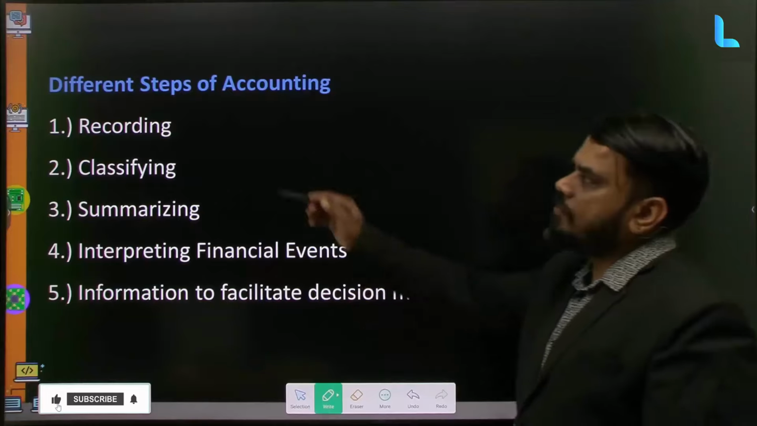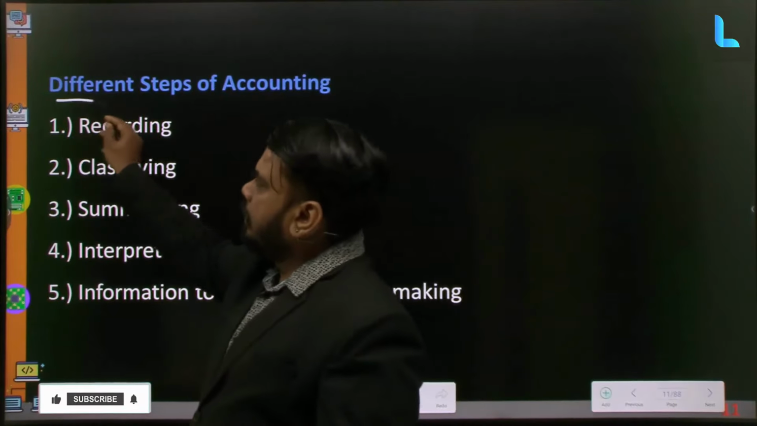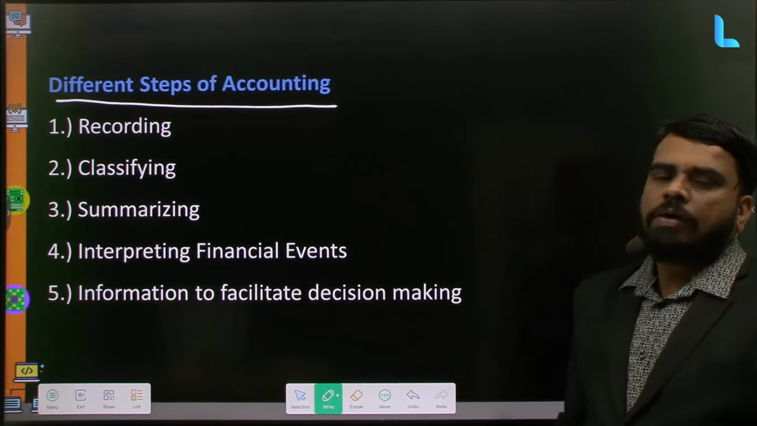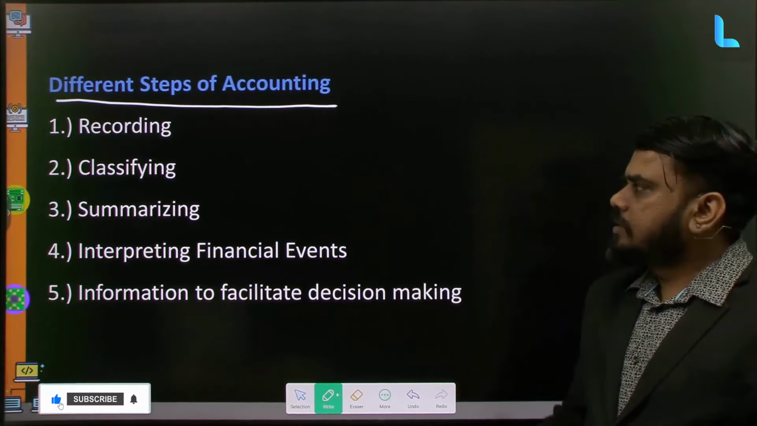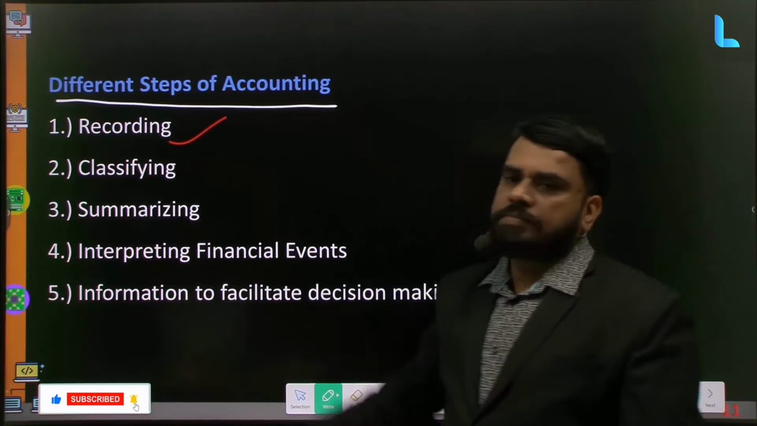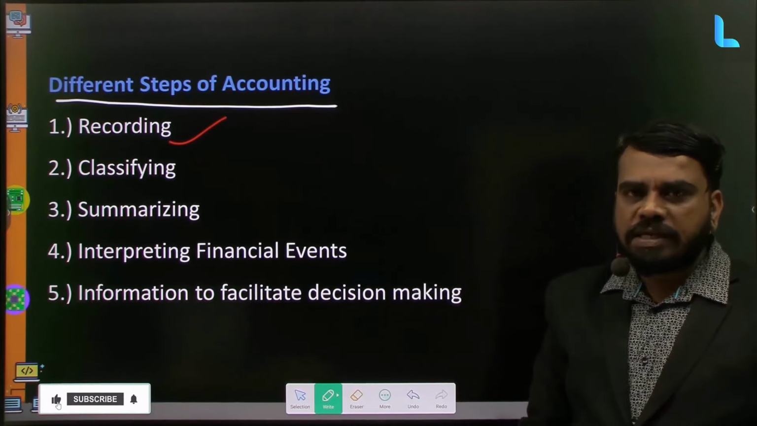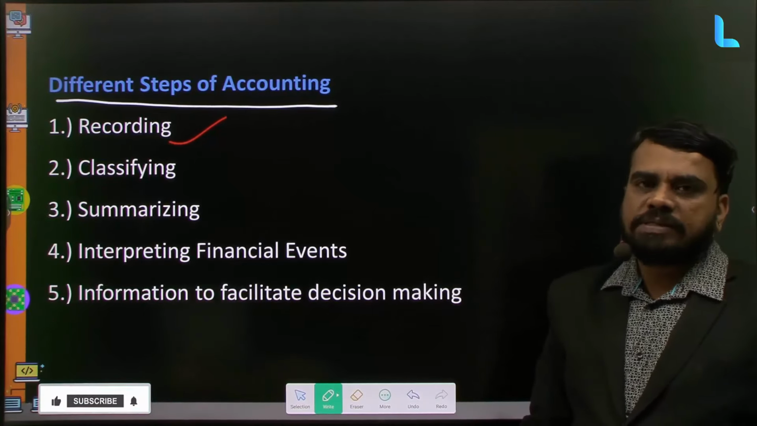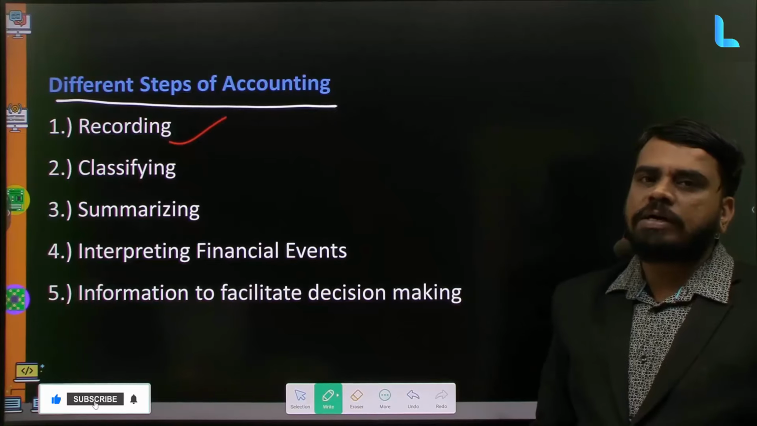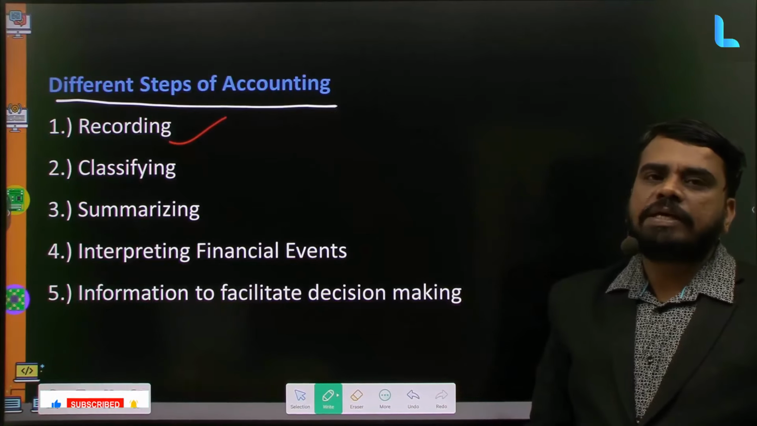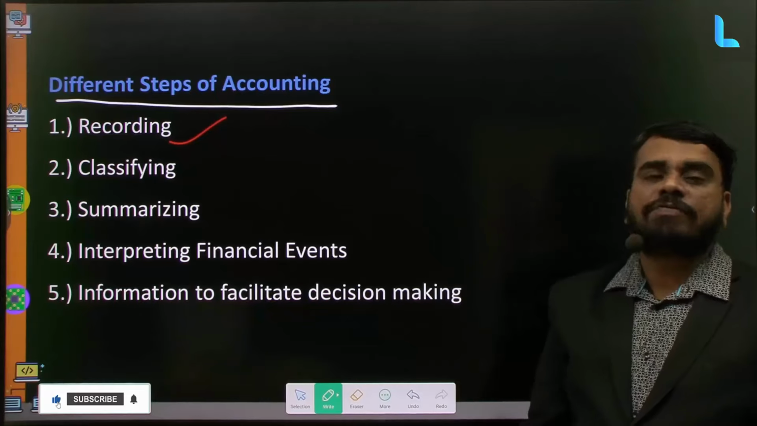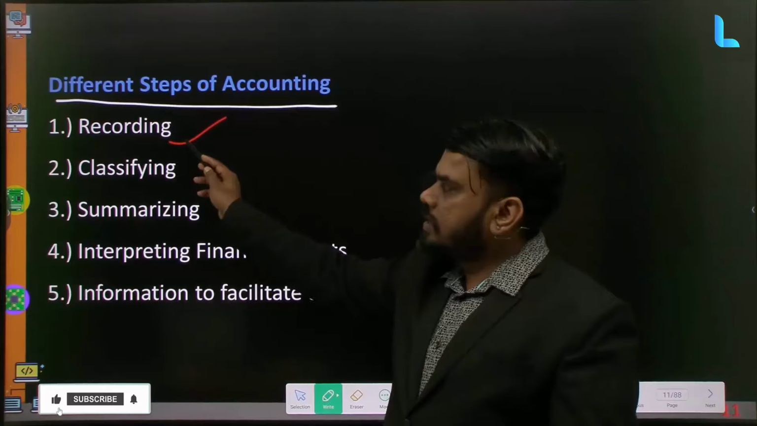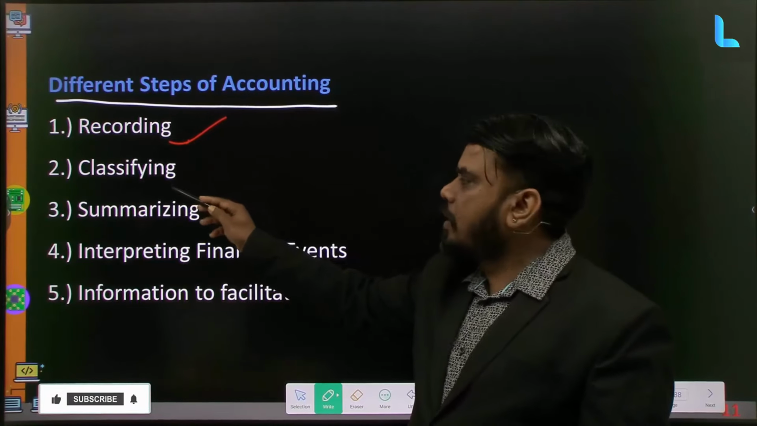See the different steps involved in accounting. That is, if you want to maintain accounts of a company, these are the steps involved. What are these steps? Let us discuss. The first step is recording. Whatever is happening in our business, we have to record that. A transaction is any event which is happening in terms of money. So recording of those transactions is the first important step.